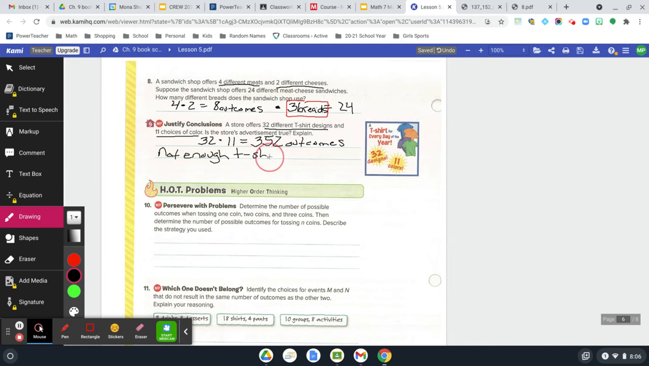So not enough t-shirt combinations because there is 365 days in a year.